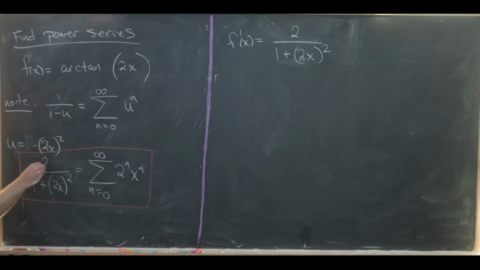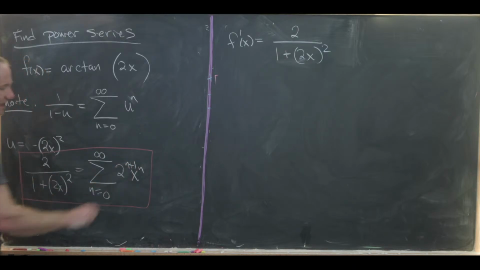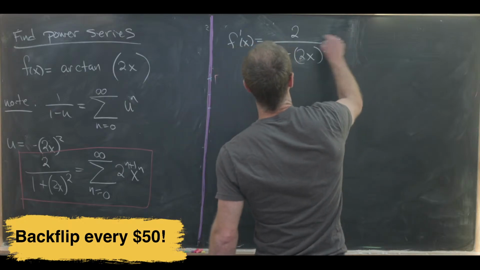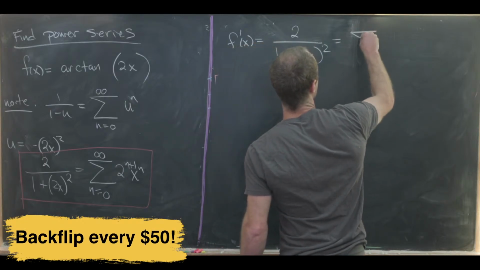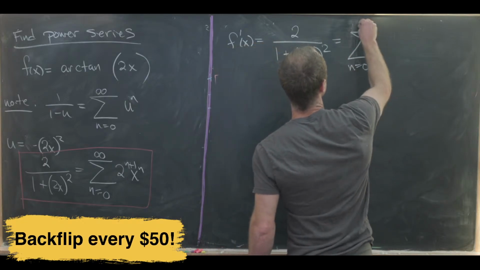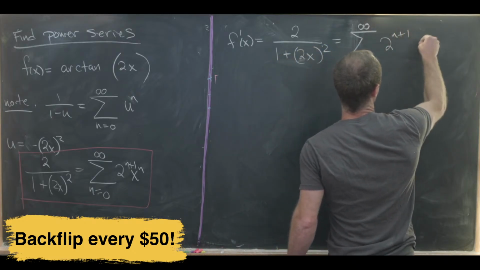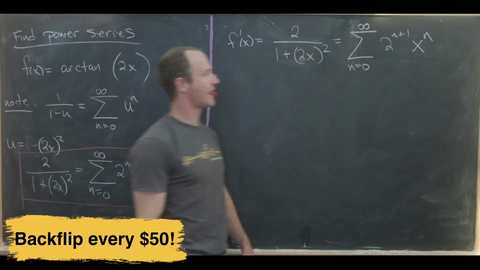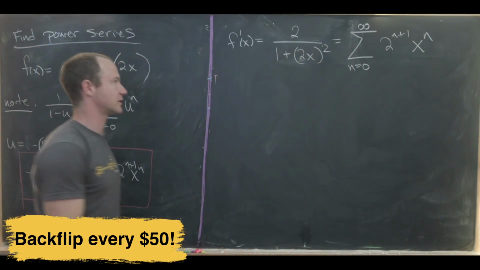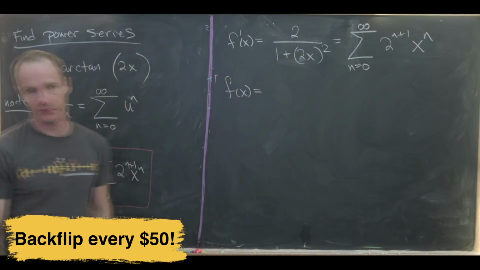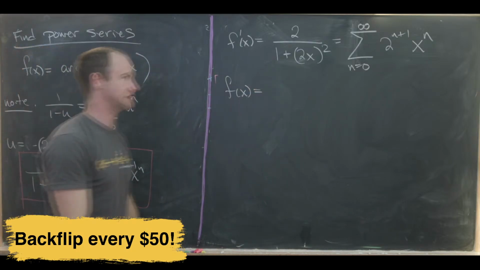So let's take this, multiply it by 2. That puts an n plus 1 there. So that means the derivative is equal to the sum as n goes from 0 to infinity of 2 to the n plus 1 x to the n. But if the derivative is equal to that, then the function is equal to the antiderivative of that, the term by term antiderivative.